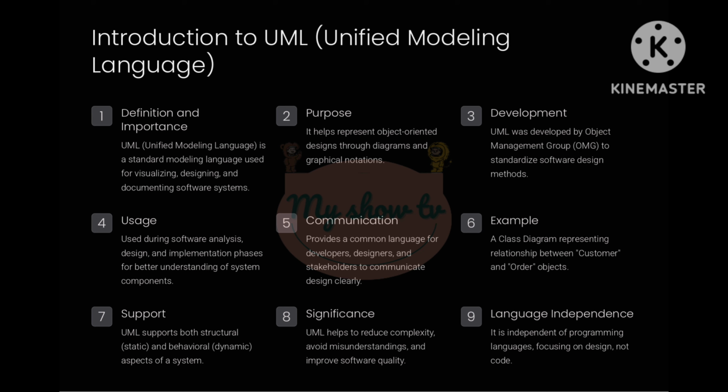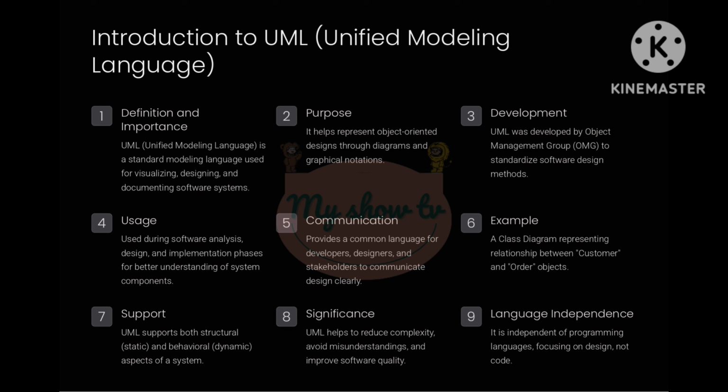UML stands for Unified Modeling Language, and as the name suggests, it's a standard modeling language used to design and represent software systems visually. Unlike textual descriptions, UML allows us to use diagrams to model software architecture, design, and functionality. It is especially useful in object-oriented software development because it models real-world entities as objects with relationships and behaviors.